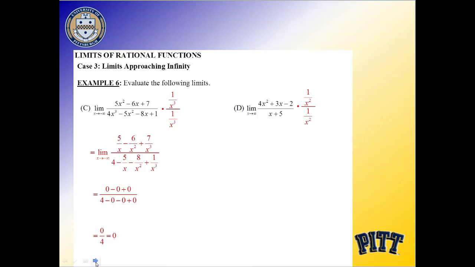Do the same thing with D. Again, if I'm approaching infinity, I want to get some of these numbers over x's or some power of x. So I look at the highest power of x that I see, which is an x squared. So I divide the top and bottom each by x squared. I end up getting 4 plus 3 over x minus 2 over x squared on top, and I get 1 over x plus 5 over x squared on the bottom.